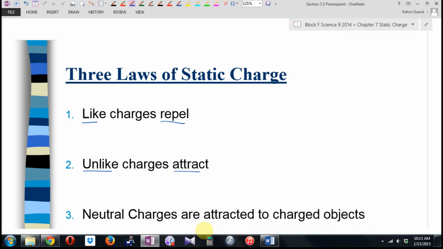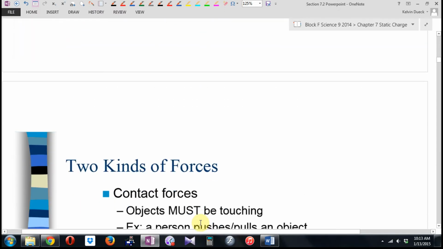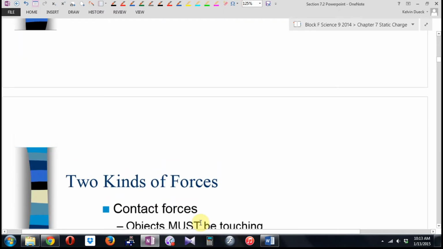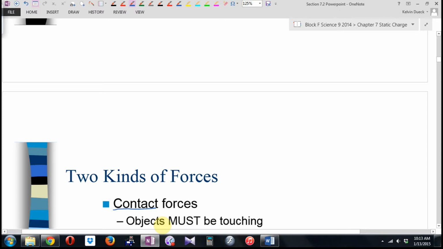What we want to talk about today is what it is exactly that's doing the attracting or the repelling. And the answer in one word in physics is it's a force. But we need to talk about what types of forces there are. So there are 2 types of forces. The first type is what we call a contact force. And for a contact force, the object must be touching.